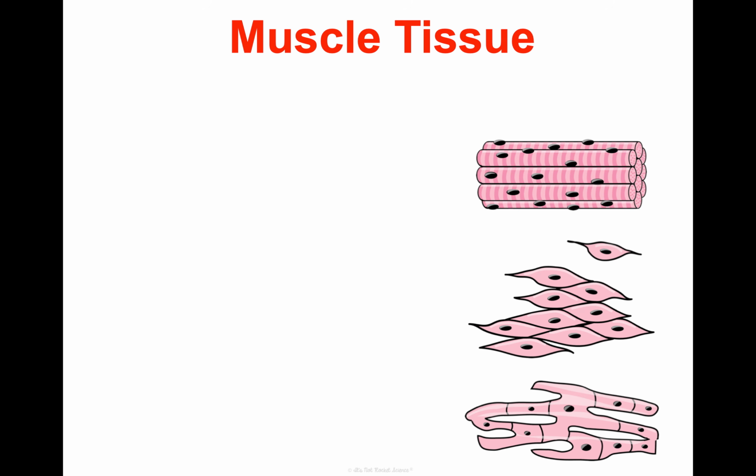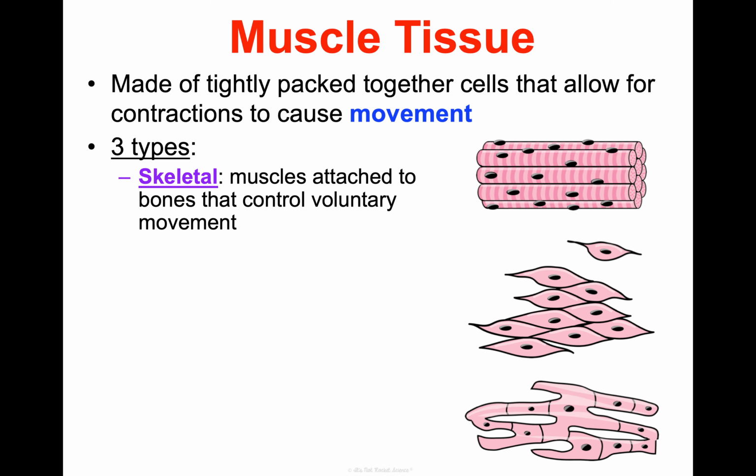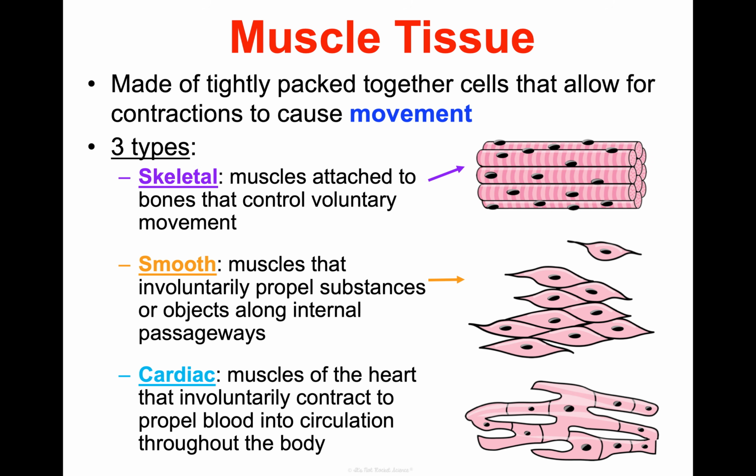All right, y'all are doing awesome. 2 more. We're almost there. Muscle tissue. It's made of tightly packed cells that allow for contractions to cause movement. The 3 types are skeletal, which attach to bones and control our voluntary movements. Smooth muscles control involuntary movement. They propel substances along internal passageways, like in your birth canal, helping to propel the baby through the birth canal, that kind of thing. And then cardiac muscle is in your heart, and it has to do with the involuntary contractions in the heart that propel blood into circulation throughout your body. So these are all super important too.